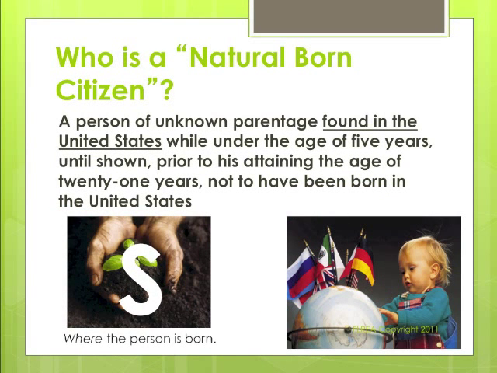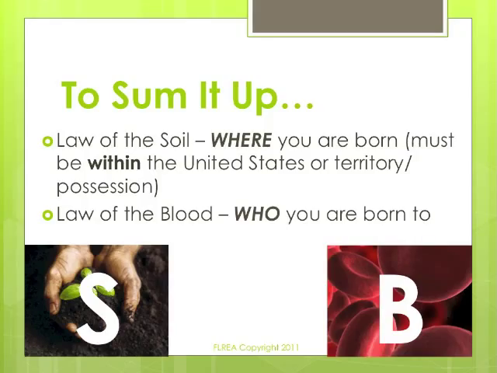A person of unknown parentage found in the United States while under the age of 5 years, until shown prior to his attaining the age of 21 years, not to have been born in the United States, is also automatically a natural-born citizen. So basically what that means is any child that is found under the age of 5, and if you never prove this child is not supposed to be a U.S. citizen, that child is automatically just given natural-born citizen status.